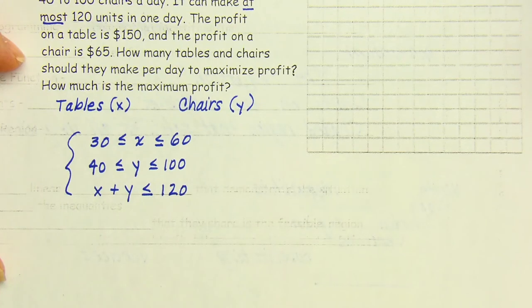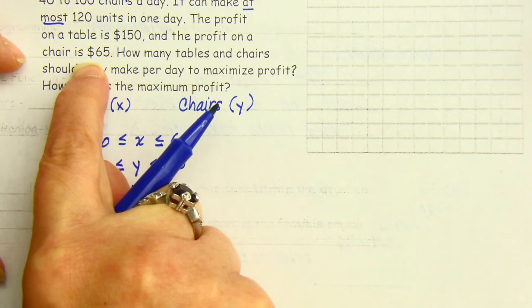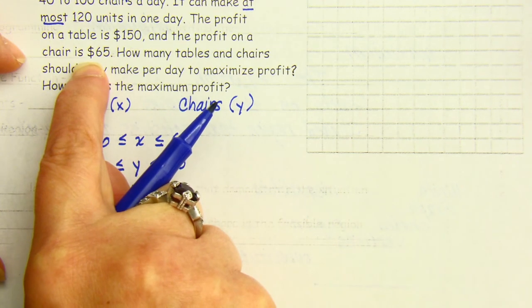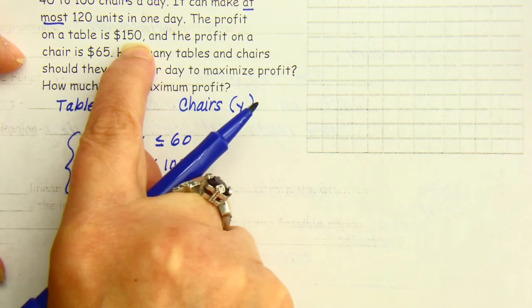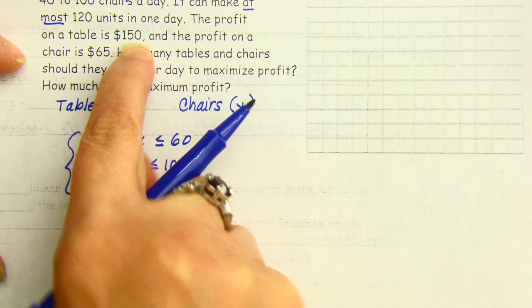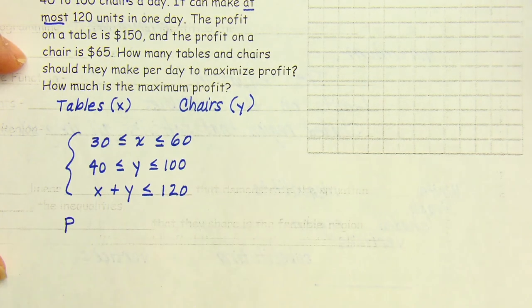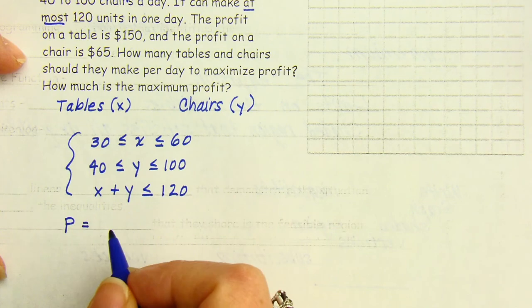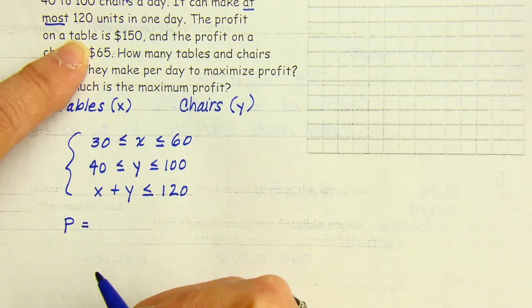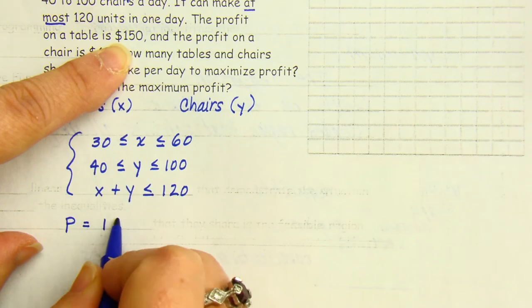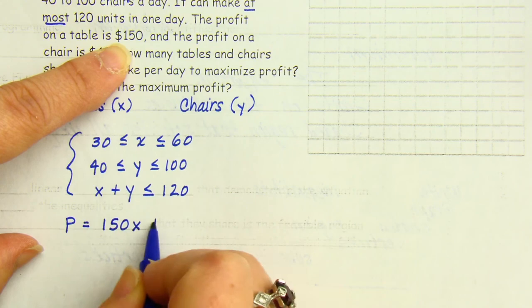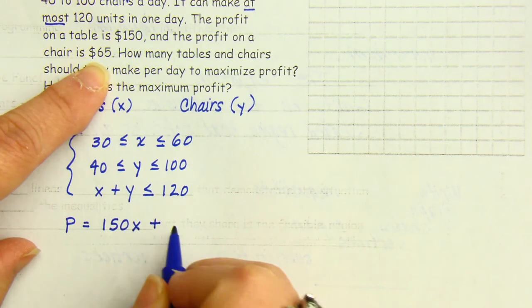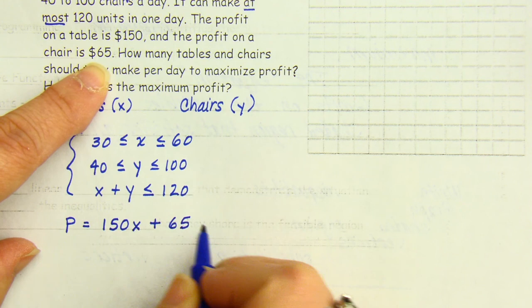Let's get the profit, the objective function. The profit on a chair is $65. The profit on a table is $150. So the profit for my objective function is going to equal, table is my X, so that's 150 per table plus $65 per chair.